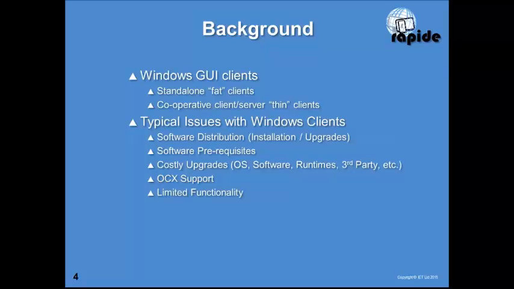The typical issues that most companies face with a client-server architecture, where the clients are distributed onto the Windows machines, are really around software distribution, software prerequisites, and upgrades. It becomes costly to do, which may mean you can only have a limited number of updates to the client software per year, and that reduces business flexibility because you cannot update the clients on a very regular or interactive basis because of the cost of doing those updates.